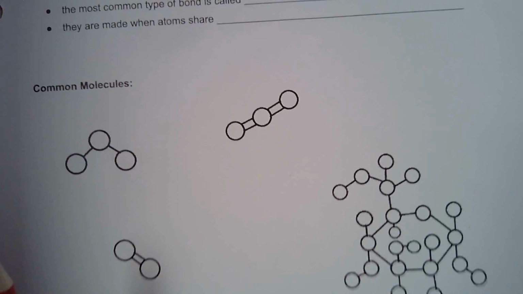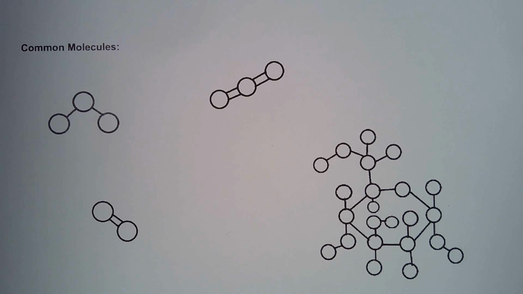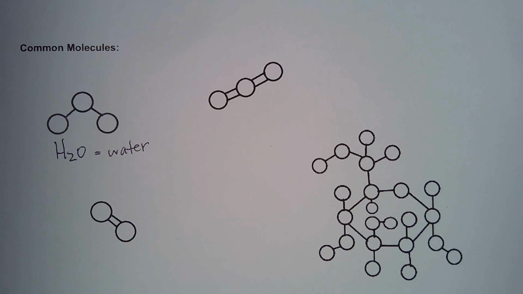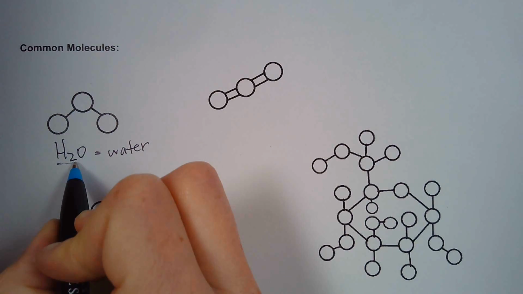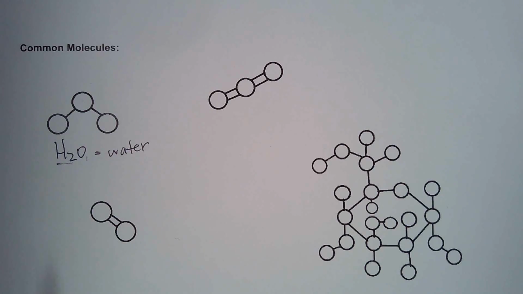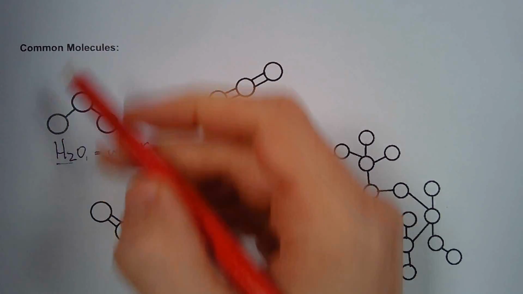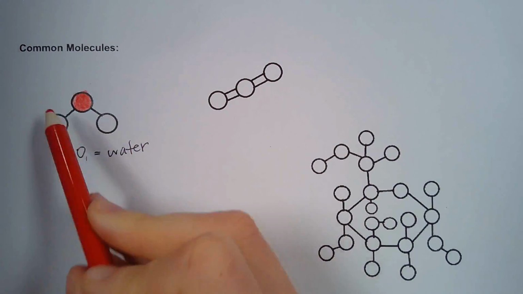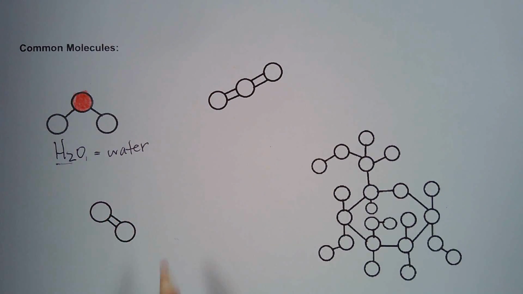Here are 4 common molecules. There are so many, but these are just 4 that I thought we could start with. This is a molecule of H2O, which maybe you know as water. What does that tell us? There are 2 hydrogens and 1 oxygen. The oxygen's in the middle, so it makes 2 bonds, one with 1 hydrogen and another with another hydrogen. That is a water molecule.